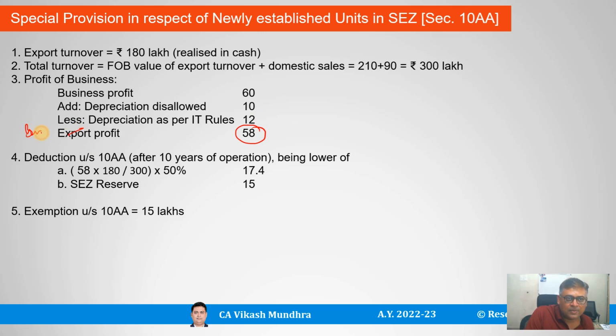It should be business profit. Okay. 58 lakh as my business profit. 60 lakh is my accounting profit. I add back book depreciation and reduce income tax depreciation, got 58 lakh.